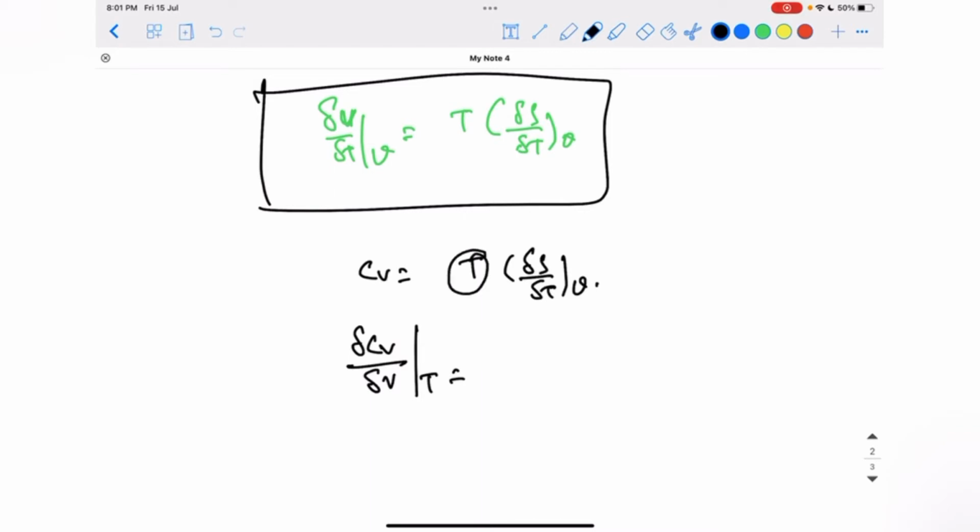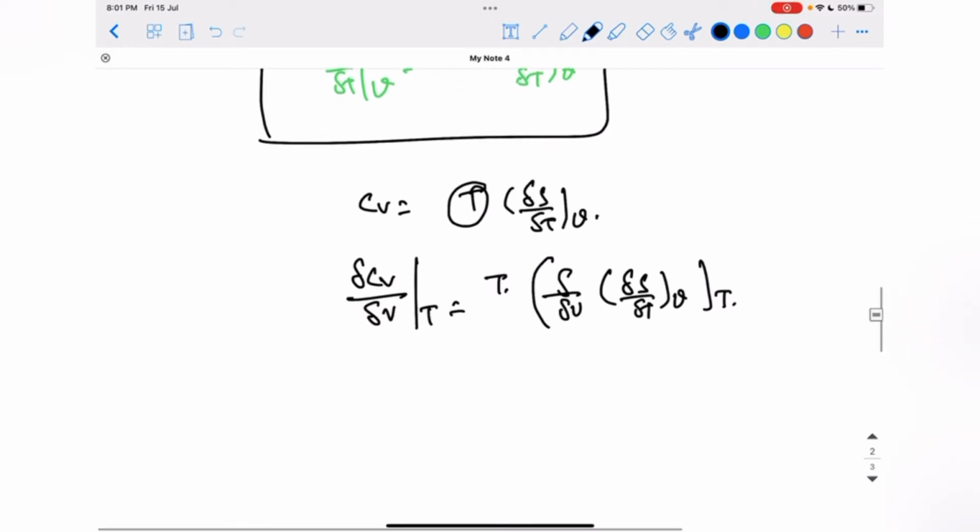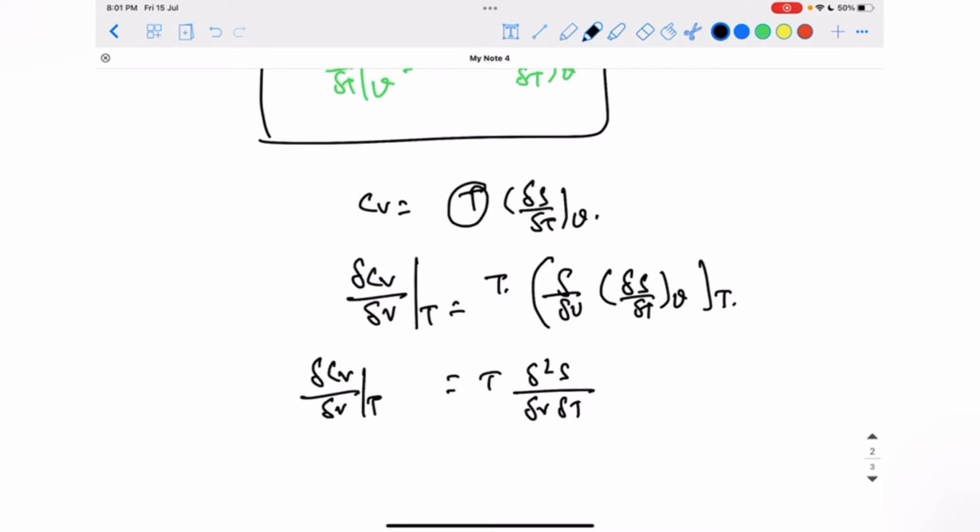Since T is constant, I can take it outside and differentiate ∂S/∂T at constant V with respect to V, and this has to be differentiated at constant T. Now we can write this equation as T into ∂²S/∂V∂T. This is ∂Cv/∂V at constant T.